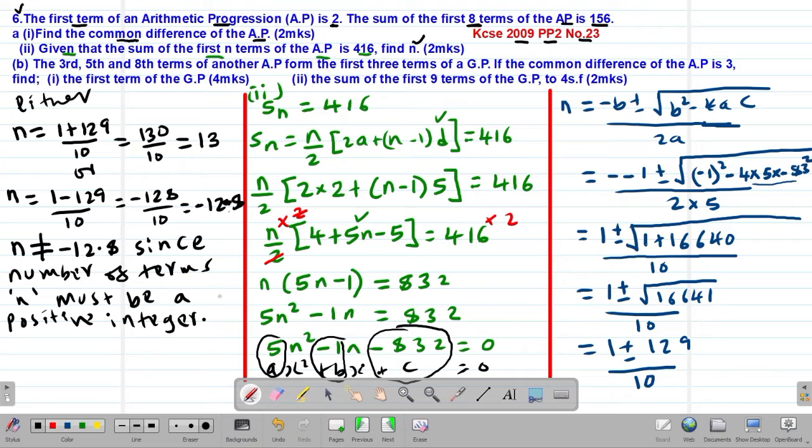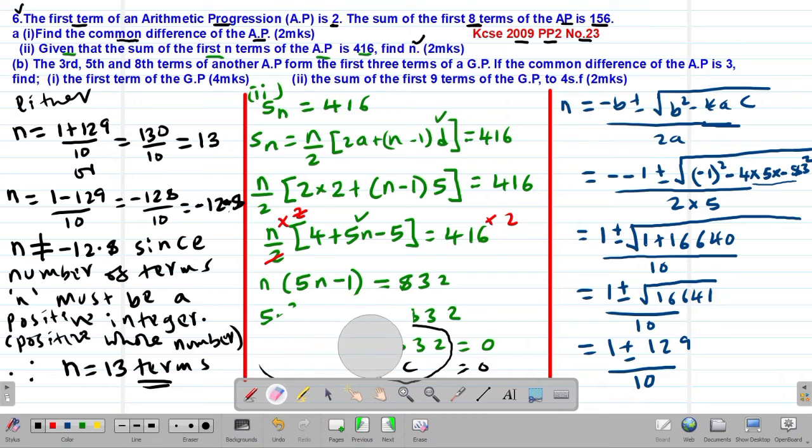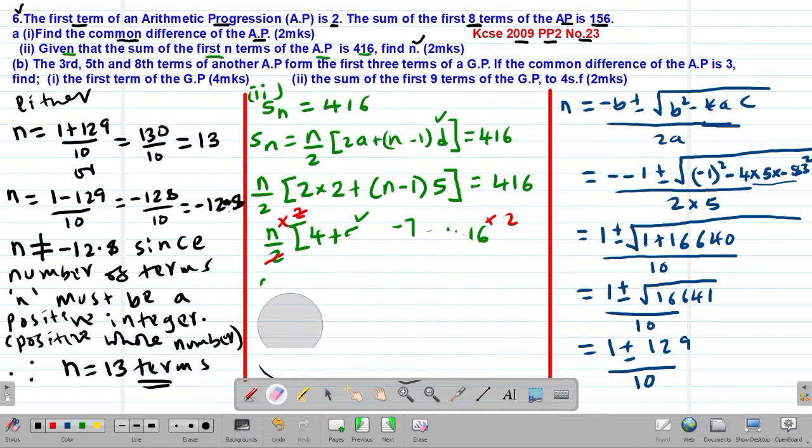It must be a positive integer, or what we call the natural numbers, or a positive whole number. So that is what we mean by a positive integer. Therefore, we are going to conclude and say the number of terms n will be 13. So we'll have 13 terms. So these are the number of terms of this particular AP. Then let's proceed to part B of our question.